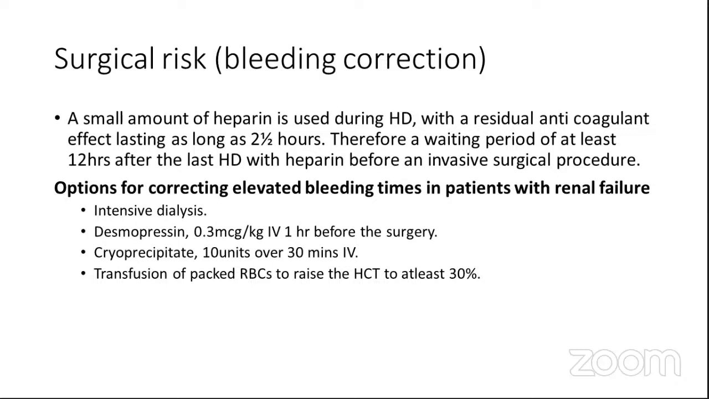Bleeding correction. A small amount of heparin is used during hemodialysis, with a residual anticoagulant effect lasting as long as 2.5 hours. Therefore, a waiting period of at least 12 hours after the last hemodialysis with heparin is needed before an invasive surgical procedure. Options for correcting elevated bleeding times in patients with renal failure are intensive dialysis, desmopressin 0.3 micrograms per kg IV 1 hour before the surgery, cryoprecipitate 10 units over 30 minutes IV, and transfusion of packed RBCs to raise the hematocrit to at least 30%.